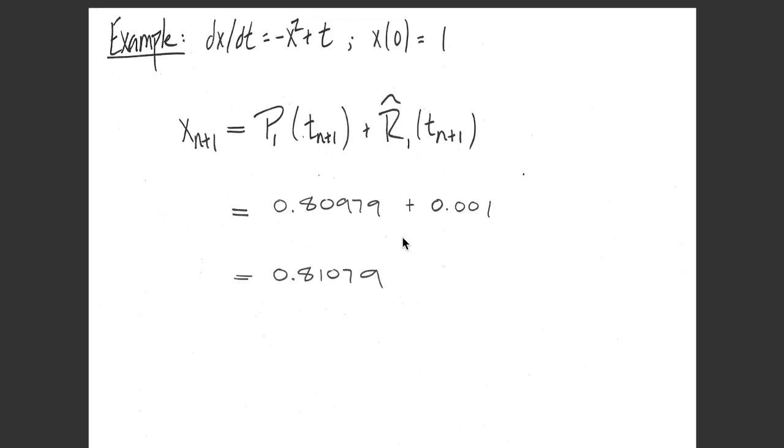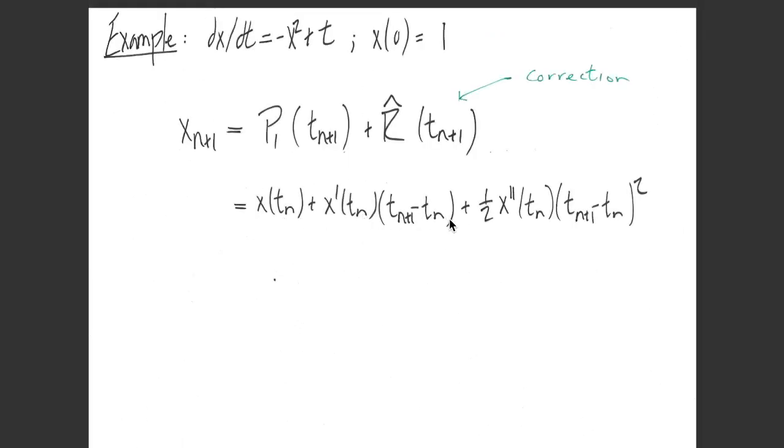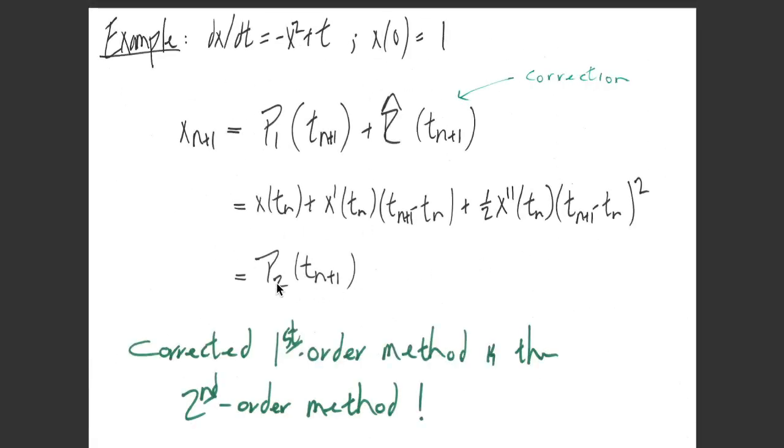Now, it's worthwhile to take another look at this from a more general perspective. What are we actually doing when we add back in that estimated error? Well, I'm just writing out, again, the first degree Taylor polynomial and then our estimated error. And if you look at that, that's the second degree Taylor polynomial. So what this is saying is that when we add back in our estimated error, what we're actually doing is getting the second degree Taylor polynomial estimate for our solution. So the corrected first order method is actually the second order method.